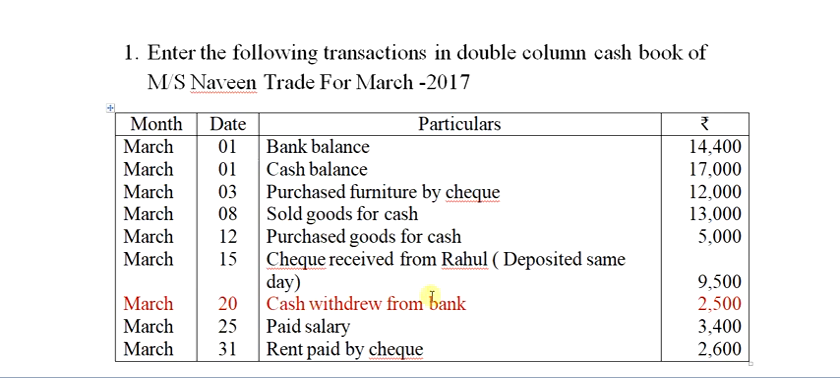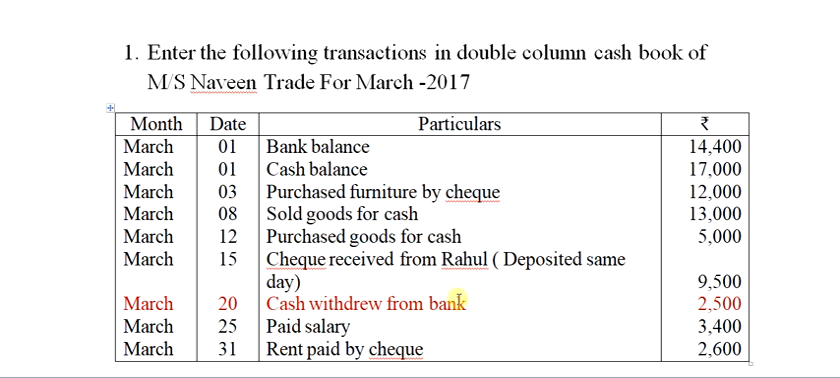March 20th, cash withdrew from bank, rupees 2,500. So how much cash are we withdrawing from the bank? This transaction, the one highlighted, this 2,500. March 20th, this transaction will be treated as a contra entry. What is a contra entry? A contra entry is an entry which affects both sides of the double column cash book, a single transaction only.